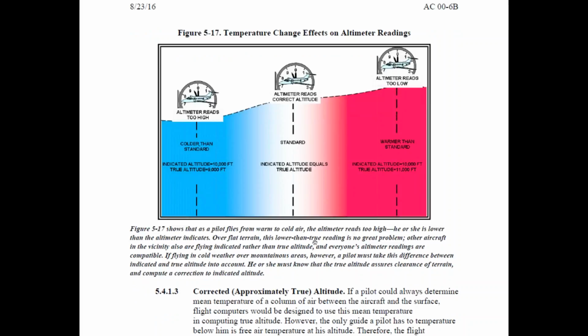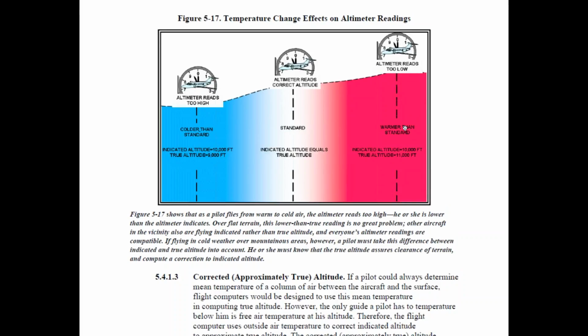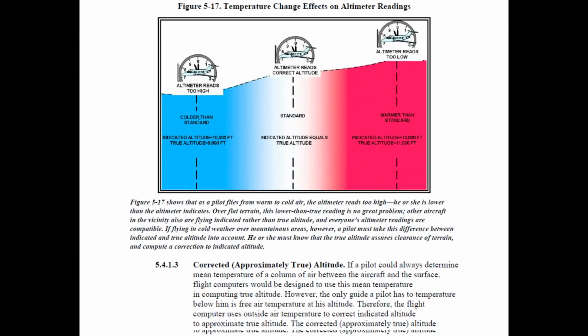Temperature change effects on altimeter readings. This is basically: in colder air, the altimeter reads too high. At standard, it should read correct. And then when it's warmer, it's going to read too low. So we already talked about the reasons why that would be bad.